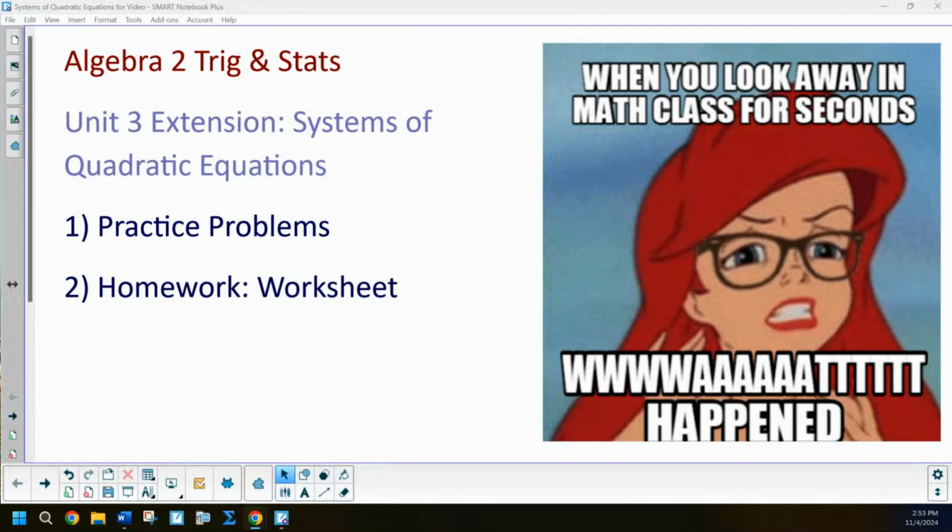Hi, everyone. Today you are going to be learning about solving systems of quadratic equations. This is the first lesson in our Unit 3 extension.